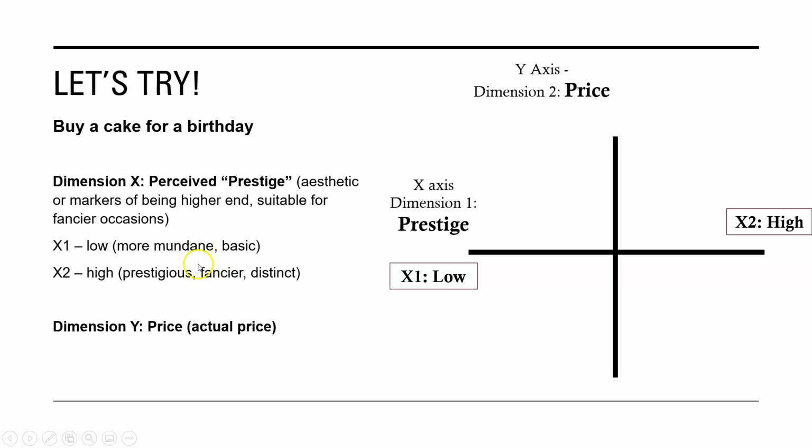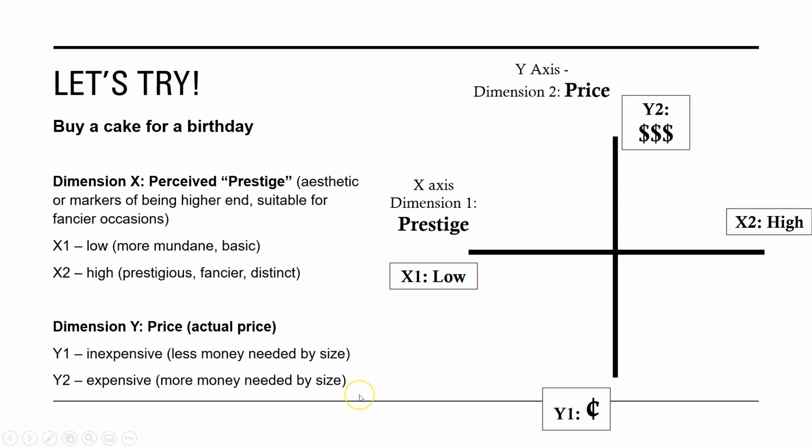So you can see that we try to list our axes. You want to list them to be very clear on what you mean by your categories. That will help keep people from getting confused, like, well, what does it mean, high prestige? The other dimension may be a little more familiar. This one is simply price. Less money needed by size versus expensive, more money needed by size, basically depending on how much cake you get.